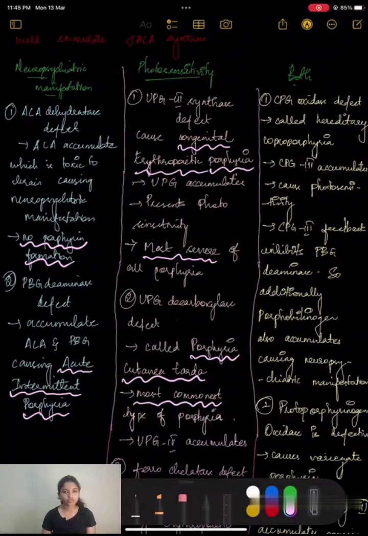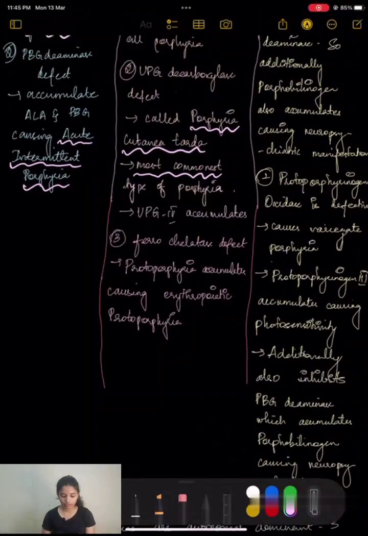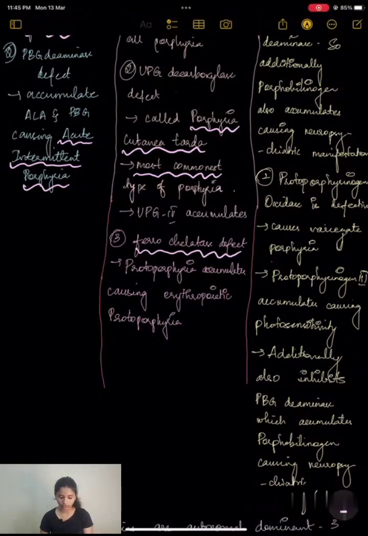The last type of photosensitivity porphyria is the ferrochelatase defect. As I already told you, ferrochelatase is a mitochondrial enzyme. Here protoporphyrin starts to accumulate, causing erythropoietic protoporphyria.